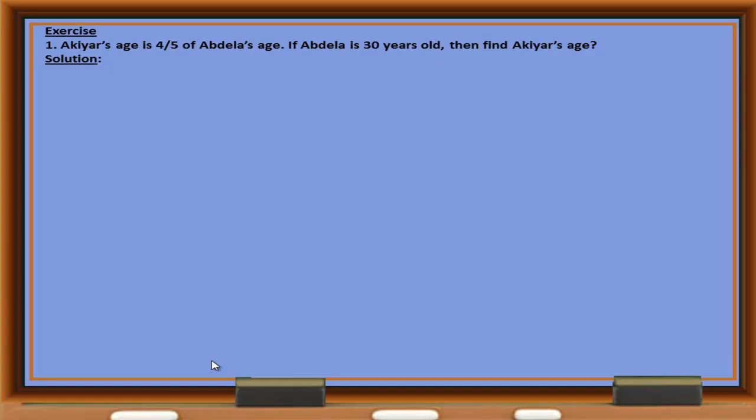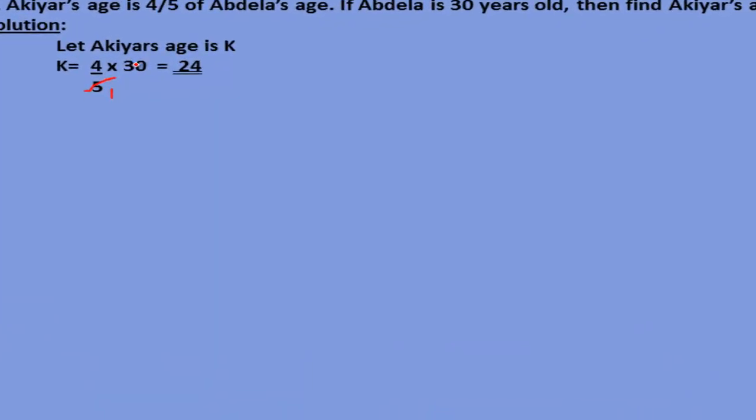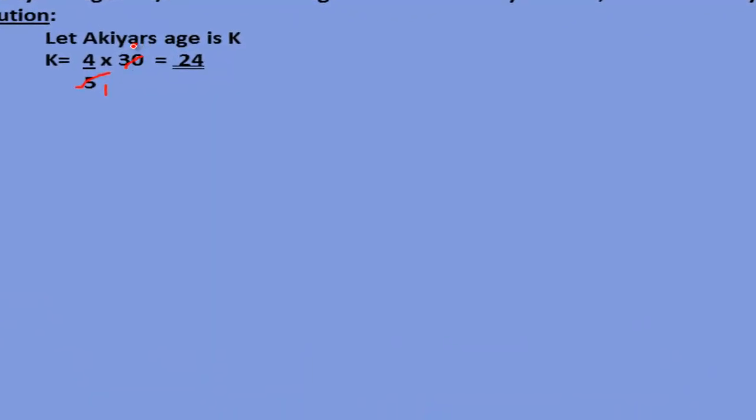Solution. Let Akhyar's age be k. K is equal to 4 over 5 times 30, Abdullah's age. We simplify it by 5. 30 by 5 is 6. Then 6 times 4 is 24.